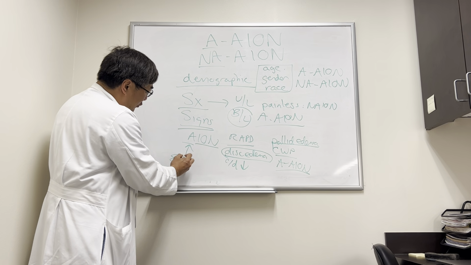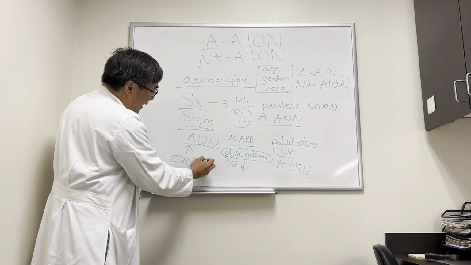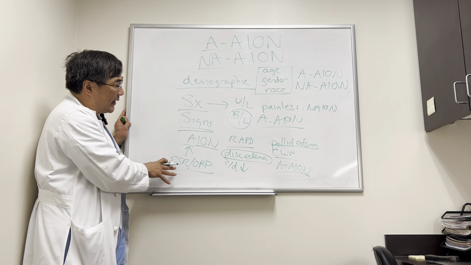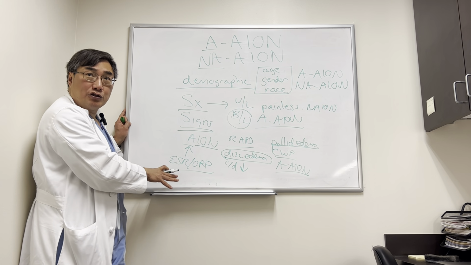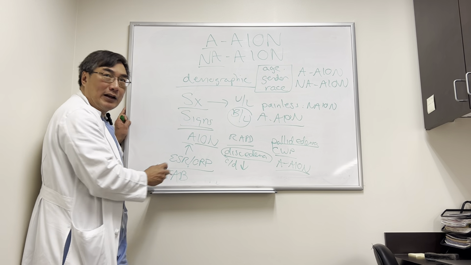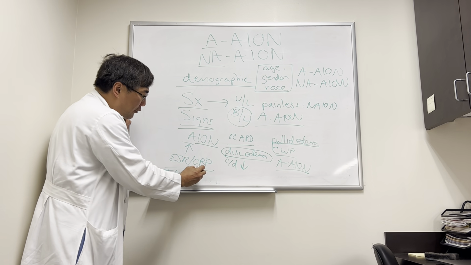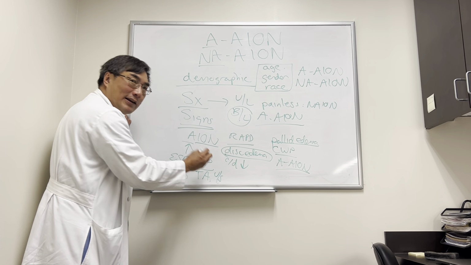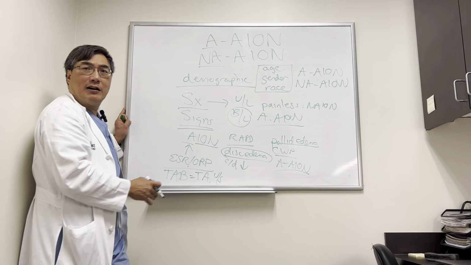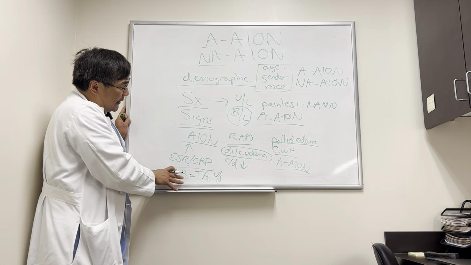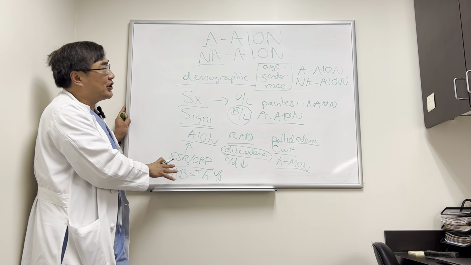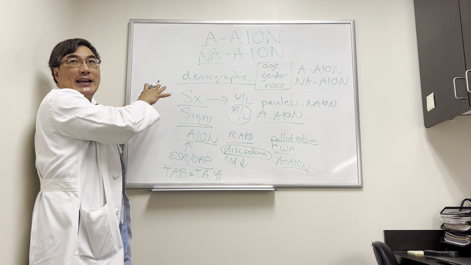Of course, for the laboratory studies in both NAION and AION, you should do a sed rate and a CRP, and if they're elevated, that's more consistent with arteritis, and you should start treatment for that patient, steroids. But the definitive diagnosis for AION is doing a temporal artery biopsy. You could do a temporal artery ultrasound looking for the halo sign, and the lymphocytic infiltrate that we see on the biopsy has a correlate on the ultrasound. And the gold standard temporal artery biopsy is sometimes necessary to make the final differentiation between AION and NAION.